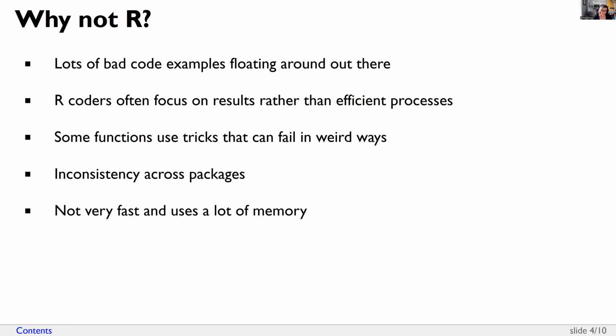Hadley also says that some functions are inconsistent and they can use tricks to get the right answer again in certain situations, but this can cause a lot of inconsistency and they can fail in weird ways, and it can be really hard to figure out why something went wrong. And R, compared to some other languages, is not very fast and it uses a lot of memory. So despite that, we will go forward with R.